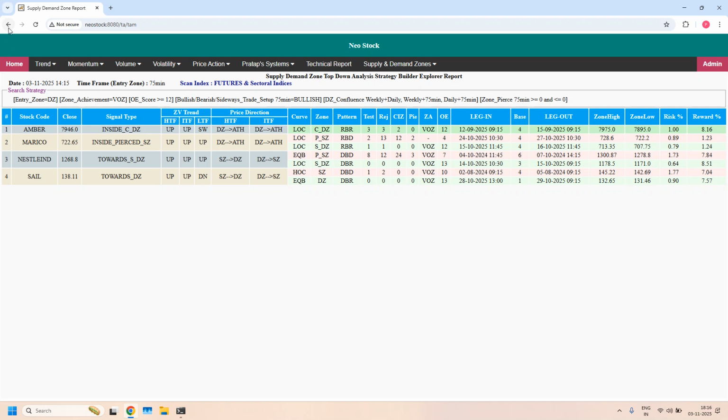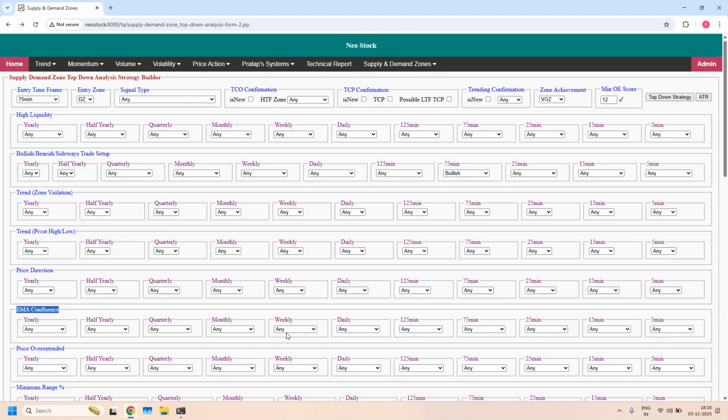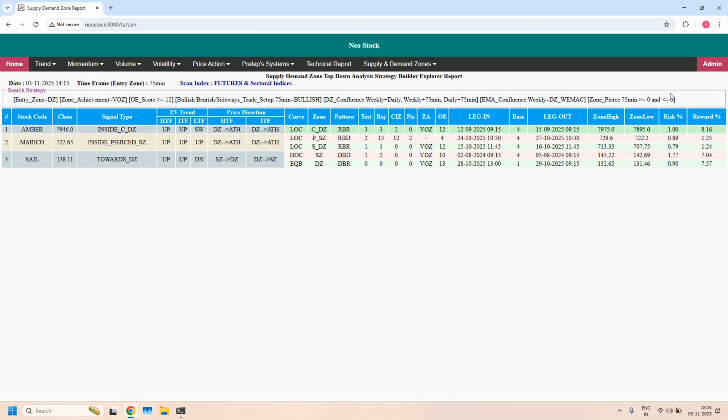So let's further filter again. Weekly demand zone having weekly EMA confluence. So 3 stocks are filtered. So these 3 75 minutes demand zones might be having more high probability to get success, provided less than 20 checklist items are satisfied. Otherwise, higher chances of zone violation.